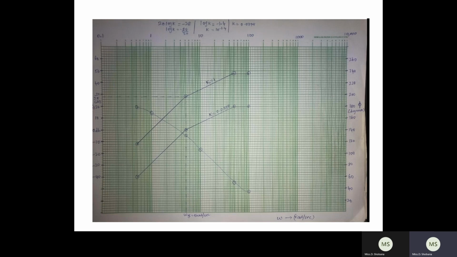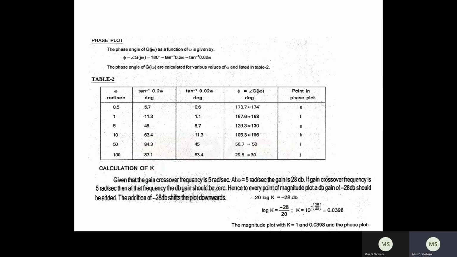Okay, so here you can see 20 log k is equivalent to minus 28. Log k is equal to minus 28 divided by 20. k is equal to 10 to the power of minus 28 divided by 20. So you have obtained your k value. Okay, so this is what has been asked in the problem, and we have determined it. So this is how you have to sketch the Bode plot for any given transfer function, and whatever is asked, you can determine from the concept. Okay, so hope everyone has clearly understood this concept.